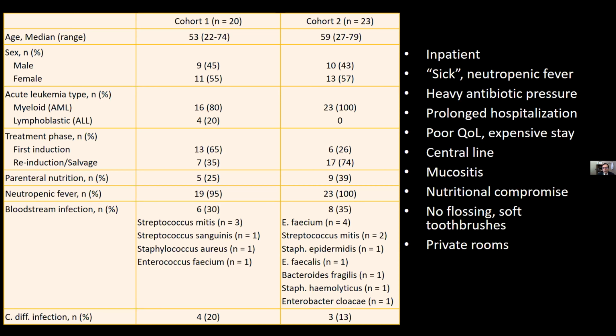A lot of them have nutritional compromise, dietary changes because of nausea, vomiting, diarrhea, mucosal damage. They don't floss, and they are advised to use soft toothbrushes to keep the mucosal barrier of the mouth as intact as possible. And they all have private rooms. So this just summarizes the first 20 patients, and then the next 23 patients. Nothing really changed in the two cohorts in terms of standard clinical care for leukemia or hospital policies, with the exception of course, COVID precautions in the recent past, but pretty much everything stayed the same. So we felt comfortable combining these patients together.